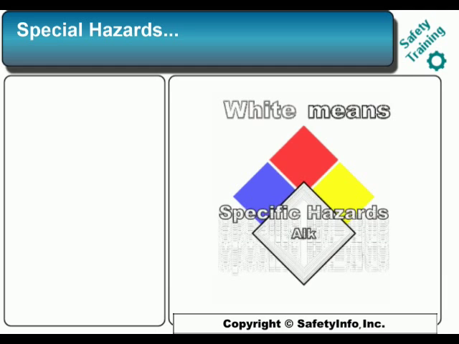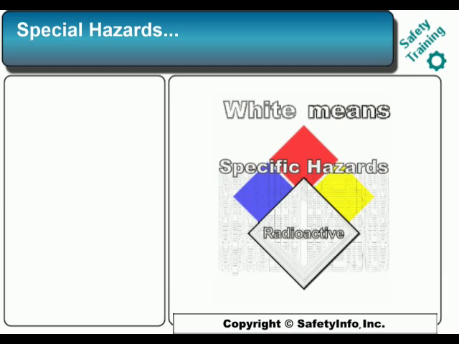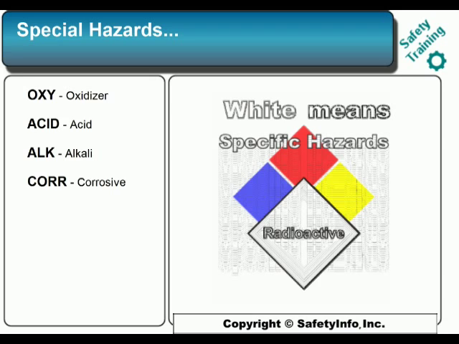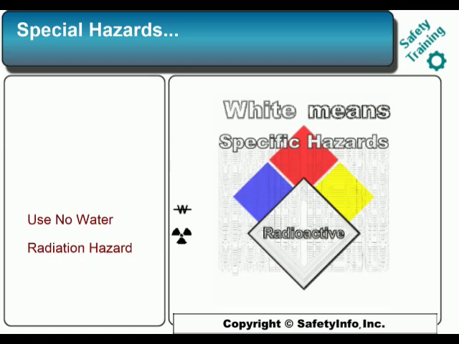The white area provides information on any special hazards and tells you if it is an acid, oxidizer, corrosive, or alkaline. Other symbols in this area may indicate that it is radioactive or should not be mixed with water.